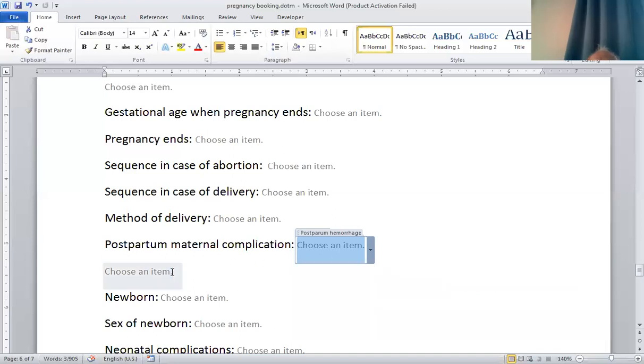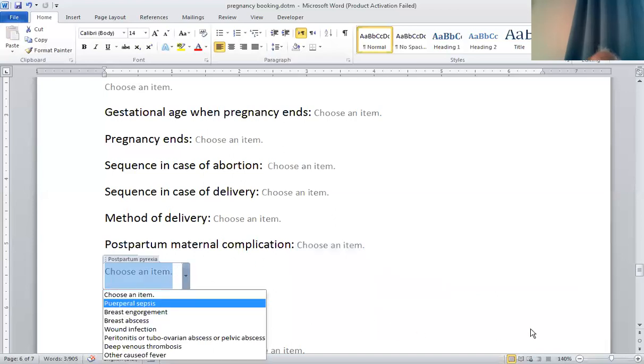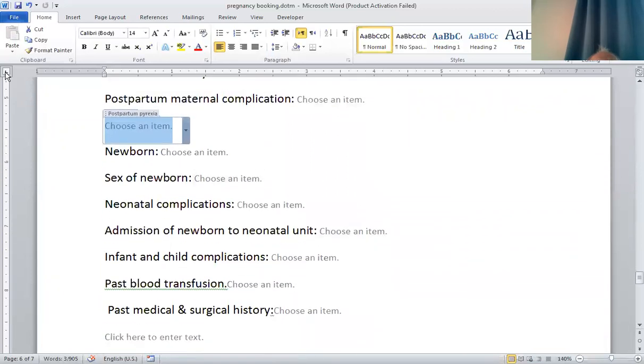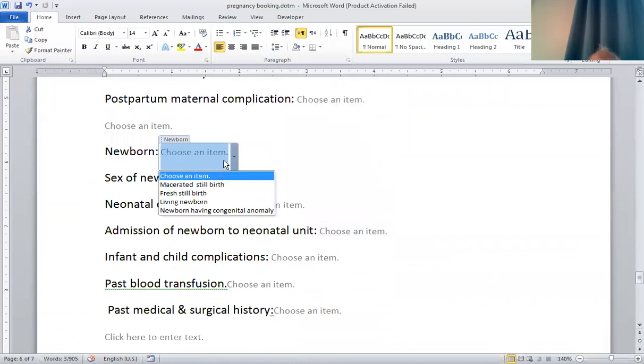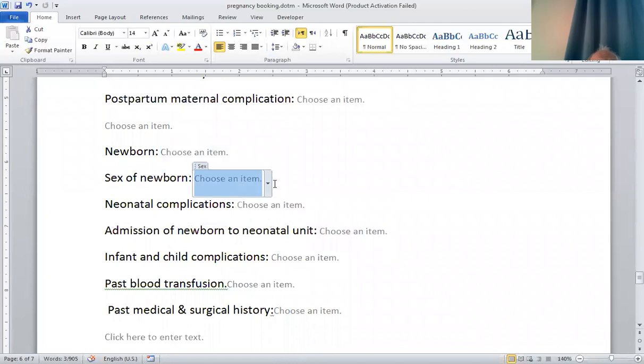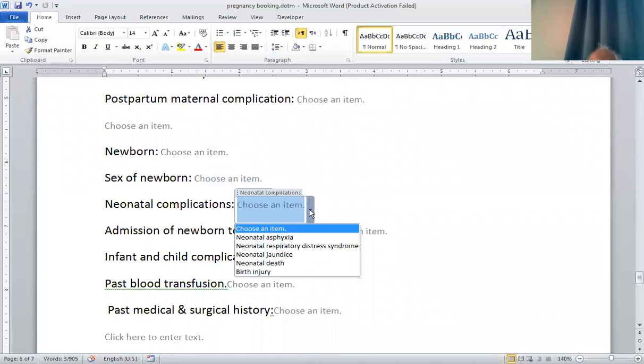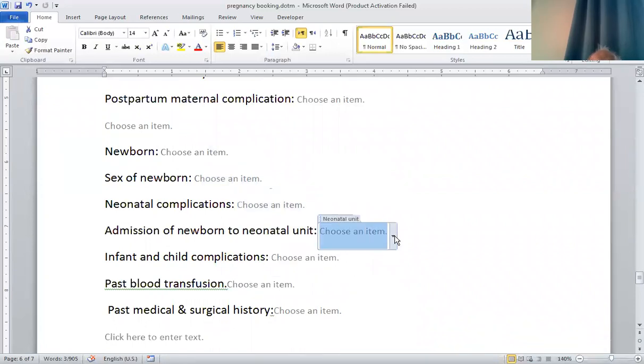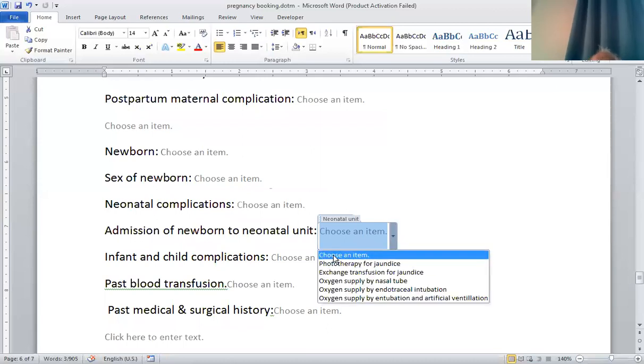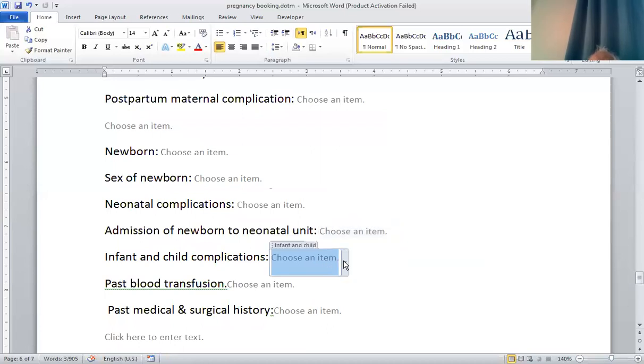And we ask about any preeclampsia, and about the newborn: macerated stillbirth or living newborn, male or female or ambiguous genitalia, and any neonatal complications, neonatal asphyxia, birth injury, and so on. We also ask about admission to incubation, oxygen therapy, any infant death, or cerebral palsy and mental conditions.